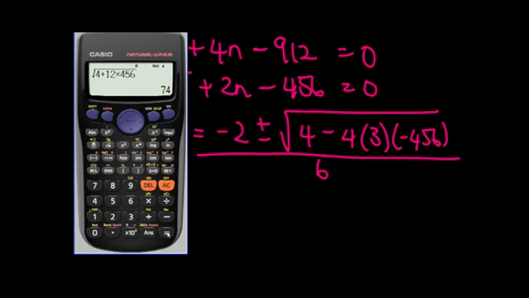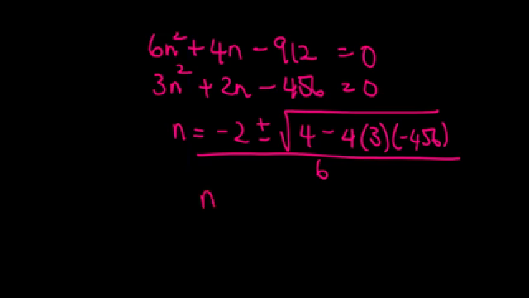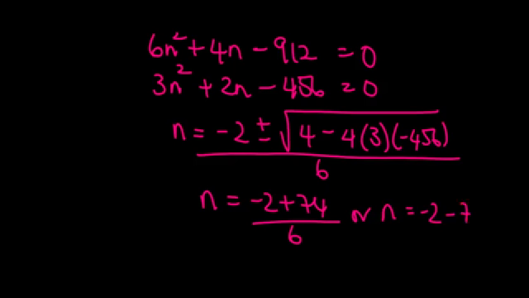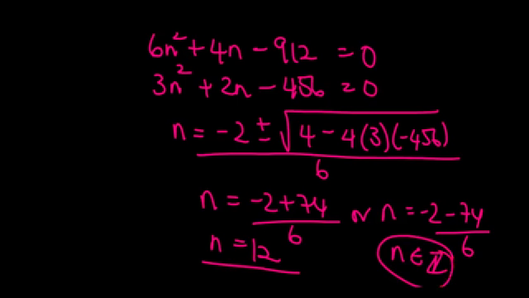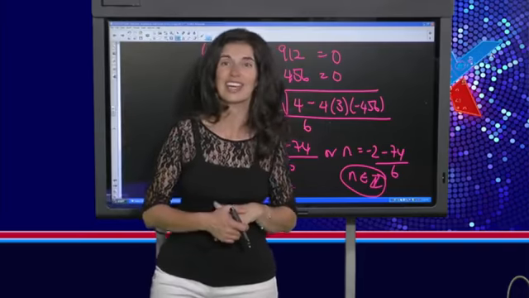So n is going to be equal to minus 2 plus 74 divided by 6, or n is equal to minus 2 minus 74 divided by 6. And that would be 72 over 6. So n is 12, or negative 76 over 6. n must be an integer, so that's a fraction, so it's not applicable. So there would be 12 terms. Lovely quadratic equation in patterns.